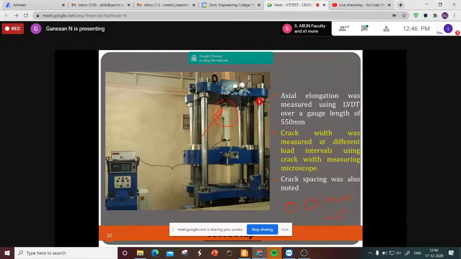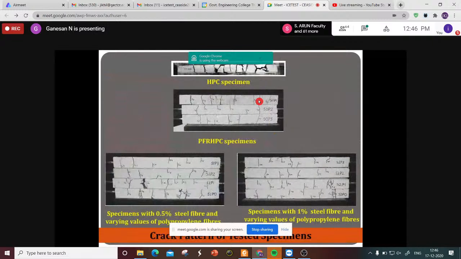Crack spacing was also noted. Now you see, this is a HPC specimen. This is polypropylene fiber reinforced HPC specimen. This is specimen with 0.5% steel fiber and varying values of volume fraction of polypropylene fiber. Here with 1% steel fibers and so on.